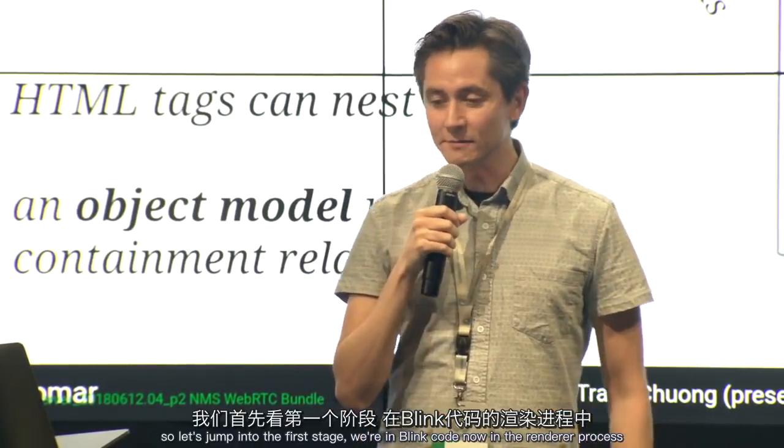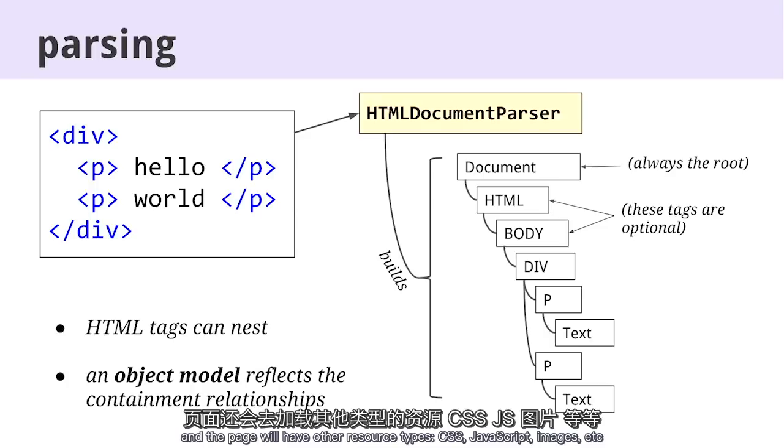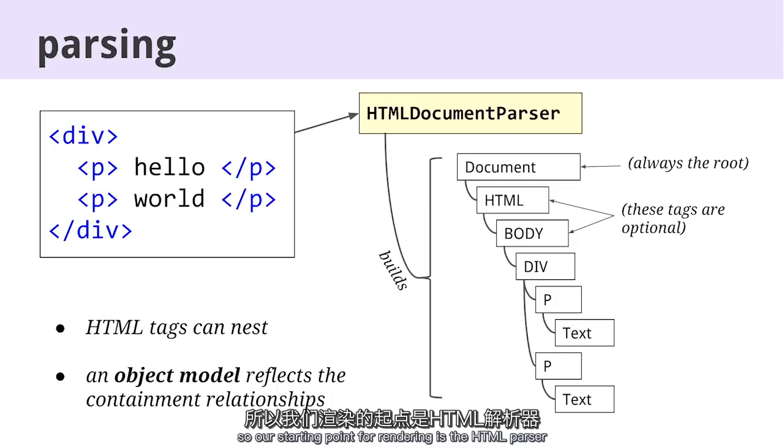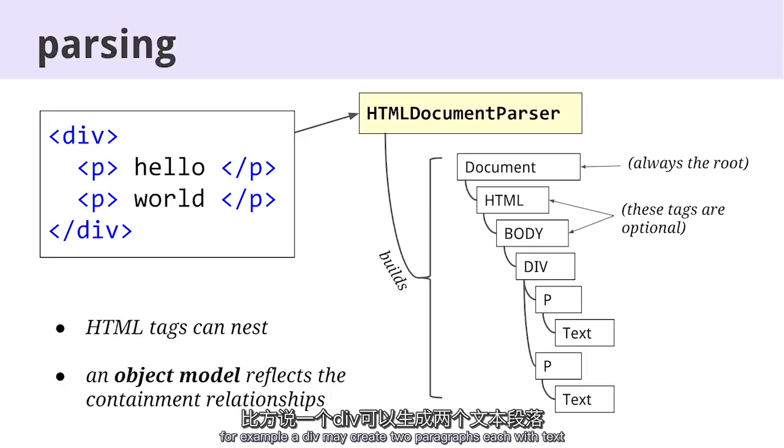So let's jump into the first stage. We're in Blink code now in the renderer process. And the first resource that comes down from the network connection is typically HTML. And the page will have other resource types, CSS, JavaScript, images, etc. But those are brought in directly or indirectly by the HTML in the initial response. So our starting point for rendering is the HTML parser, which receives a stream of tags and text. HTML tags impose a semantically meaningful hierarchical structure on the document. For example, a div may create 2 paragraphs, each with text. So the first step in rendering is to parse those tags to build an object model that reflects this structure.